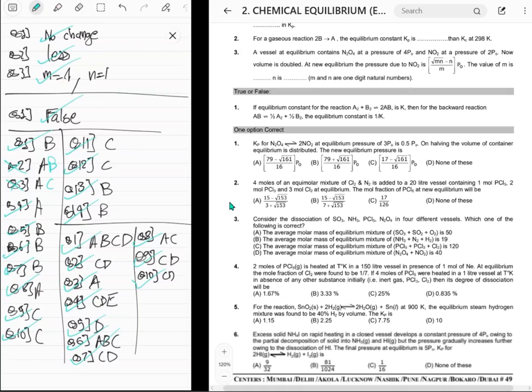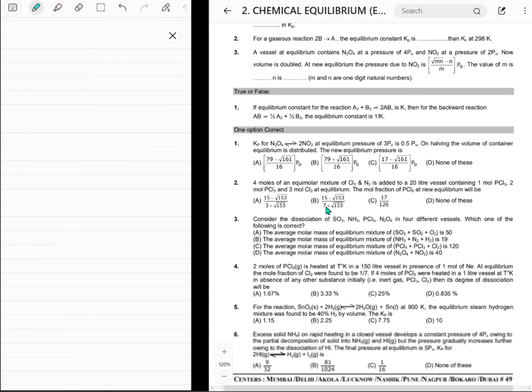Question number 2 is wrong. They gave B as the correct thing. So 7. I have no idea how that worked out. Let's do it once again. So 4 moles of an equimolar mixture of Cl2 and N2 are added to a 20-liter vessel. Okay, Cl2, N2, PCl5, PCl3, 4 moles of this thing to a 20-liter vessel.